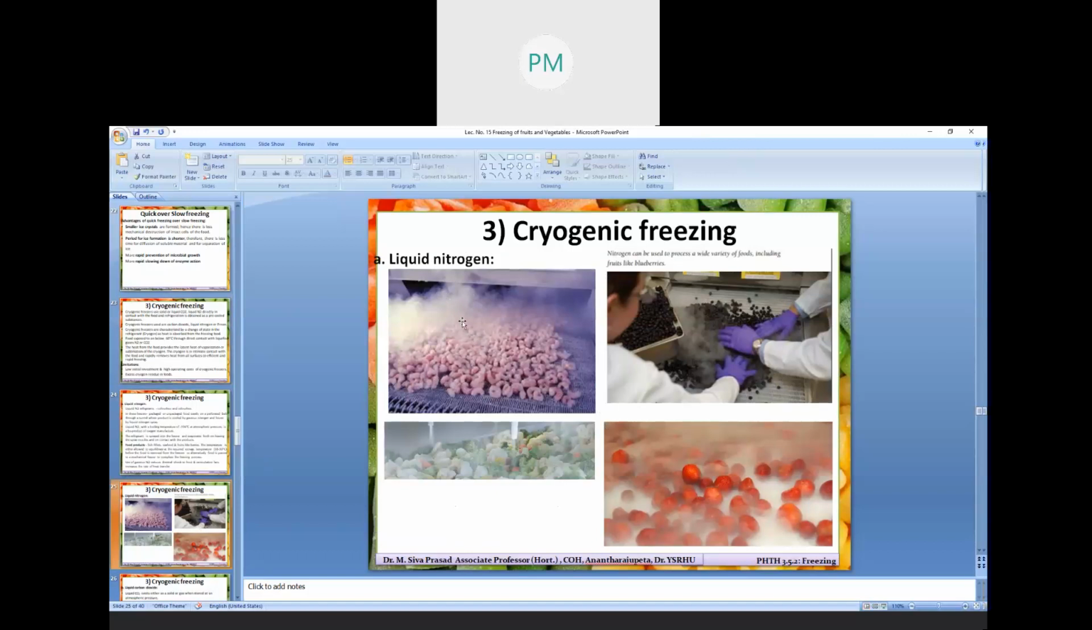This is how a foodstuff looks. These are the prawns, and these are berries, blueberries or blackberries, and this is your strawberries, which are being frozen by using liquid nitrogen.